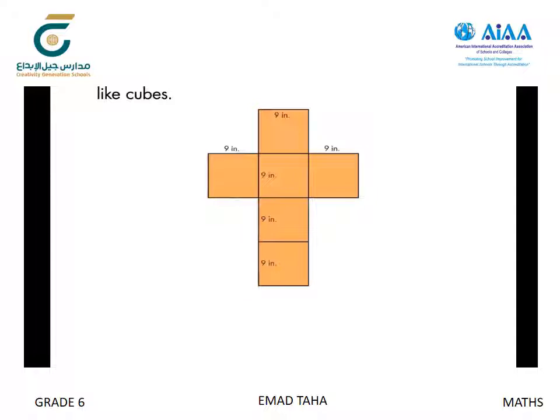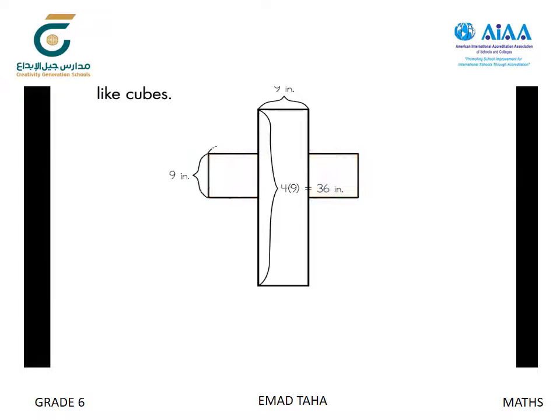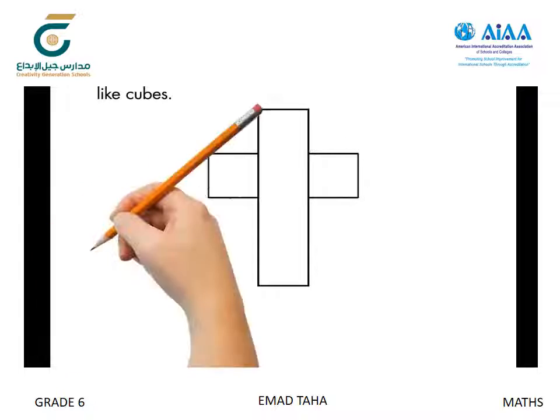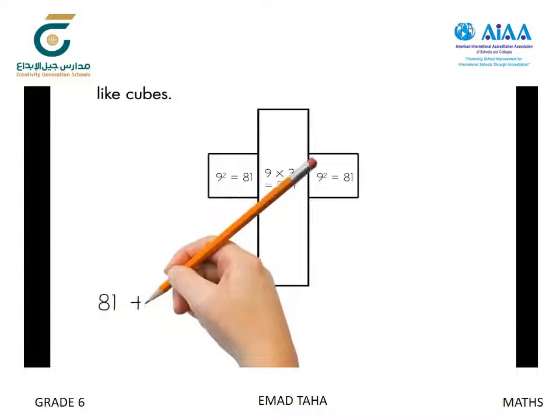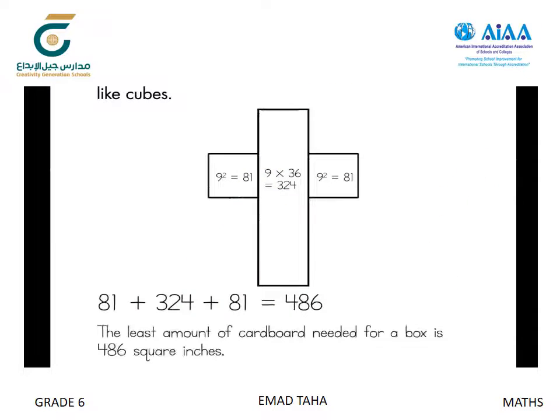Listen and look for students who recognize that the piece of cardboard is the net of a cube. Some of these students may decompose the net into one long rectangle with length 36 inches and width 9 inches, and two squares with side lengths of 9 inches. Next, they find the area of each face. Then they add the areas to get a total area of the net of 486 square inches.